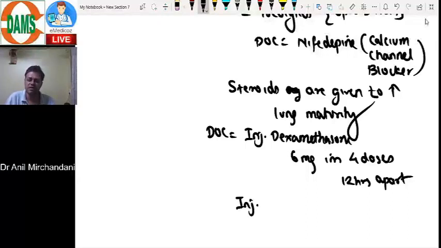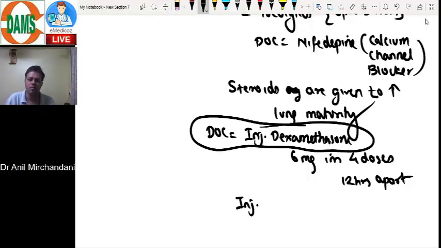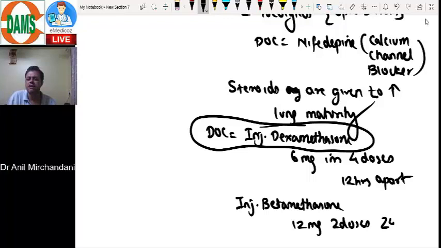Injection beta, by the way, can be given, but dose is 12 mg, 2 doses, 24 hours apart.